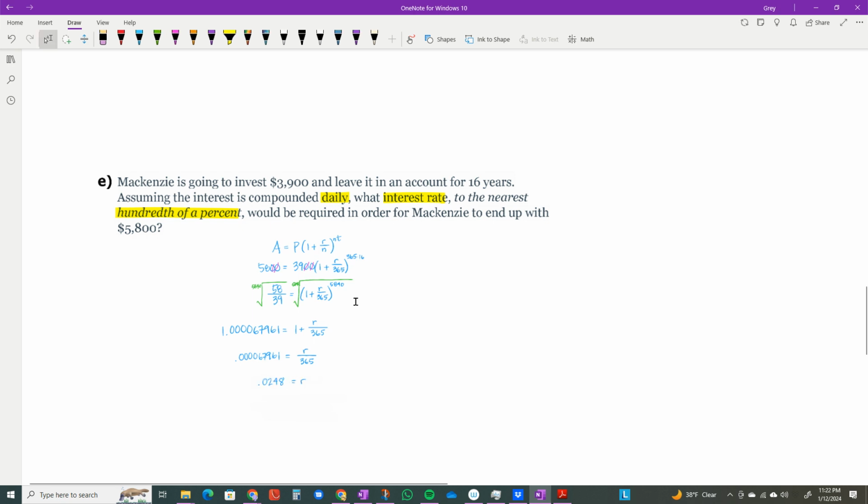So if you had rounded this decimal to just 1, you're going to mess up the whole problem. Okay? So, more importantly, give that to the nearest hundredth percent, which means move that over 2 places. So I've got R is equal to 2.48%. And that's all we have for applications of exponents and logarithms.